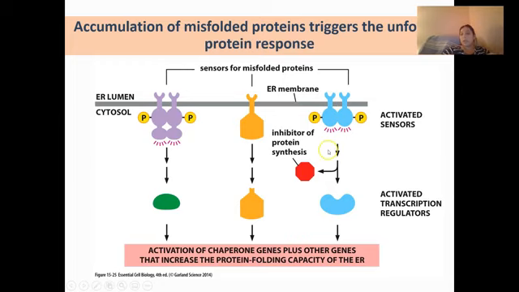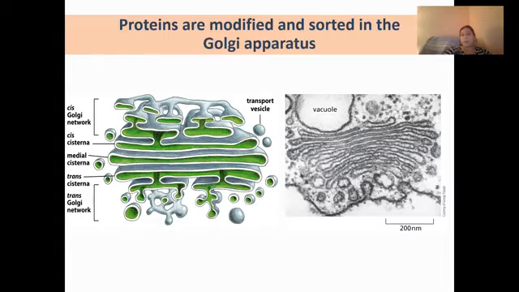One of these will include activation of transcription regulators to inhibit protein synthesis until the problem can be solved. Others will activate specific chaperone genes so that you can have the correctly folded protein with the aid of these chaperones. And still others will activate gene expression of other genes that can increase the protein folding capacity so that you can have extra chaperones available, other proteins available, helper proteins available to allow appropriate folding of proteins to form.